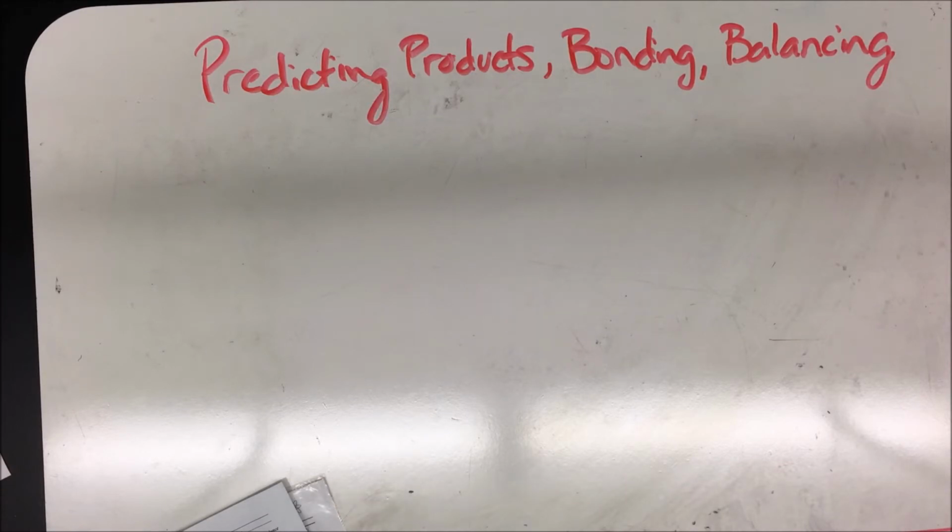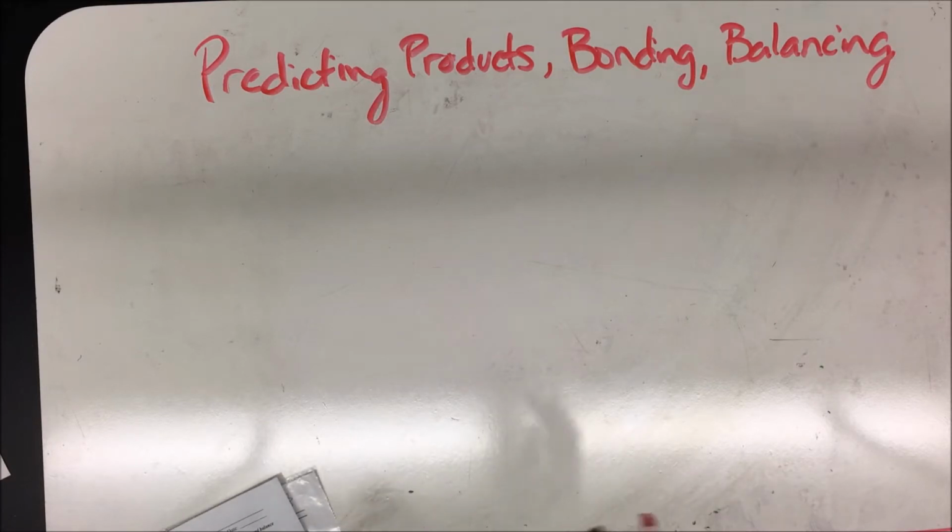So I'm going to do a variety. If you're looking at 10.2b right now, I'm going to do a variety of these problems and wrap it all together, so that those of you who don't have 10.2b can still understand how to apply what I'm about to teach you to all three steps of bonding, balancing, and predicting products given any type of question you may have.